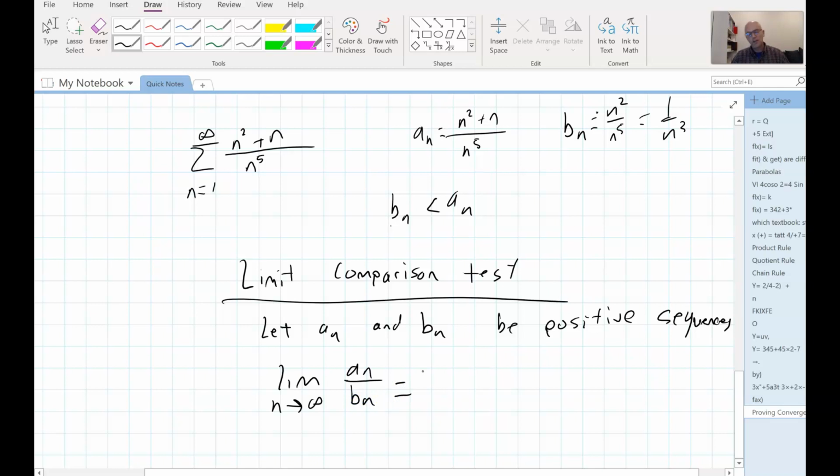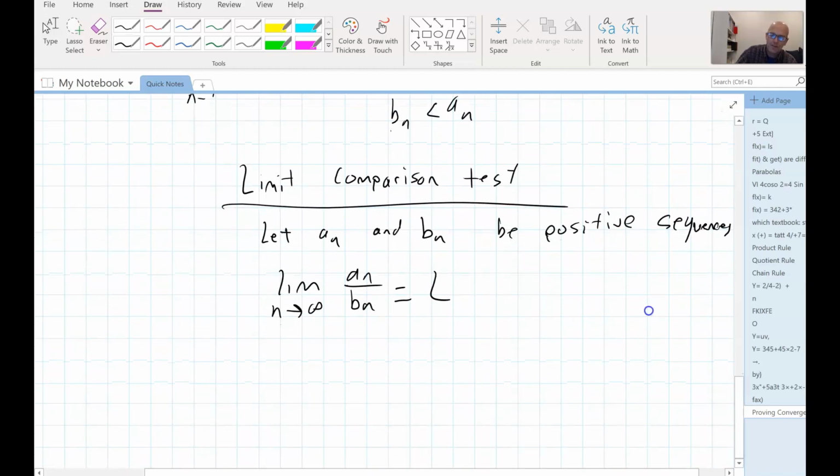So notice we don't have to show that a sub n is bigger than b sub n or b sub n is bigger than a sub n. It doesn't matter, we don't care about that. All we're going to do is pick an a sub n and b sub n that are both positive sequences, and then we're going to take the limit. And depending on what we get for the limit, it's going to tell us different things.